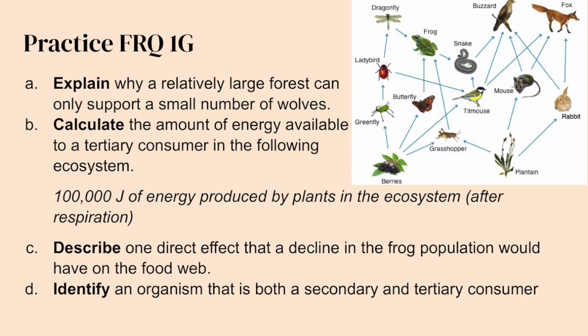And here is your practice FRQ for this last video in Unit 1. I want you to explain why a relatively large forest can only support a small number of wolves. I want you to do a calculation like I showed you earlier. I want you to describe, when we're looking at this food web up here, one effect that would happen if our frog population were to decline. And then I also want you to identify an organism in this food web that is both a secondary and a tertiary consumer.